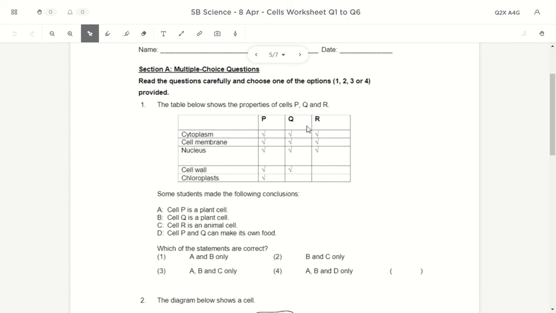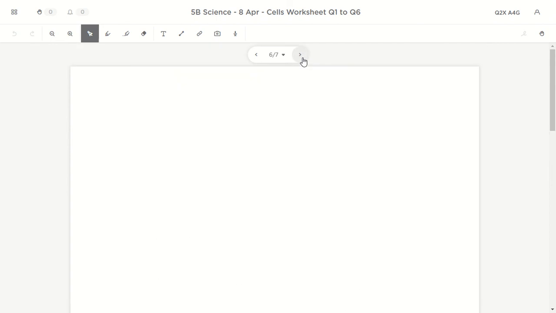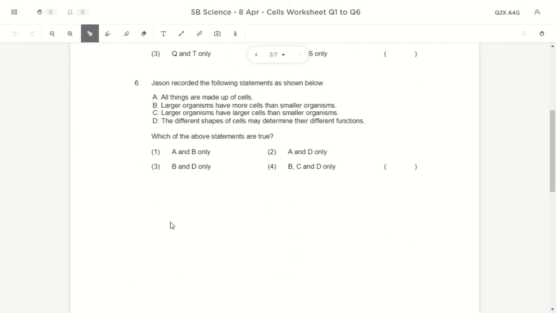So I want you to try from question 1 all the way to question 6. Okay, question 7 there's a problem, so you don't see question 7 at all. So just stop at question 6 will do, and I'll go through the answers with you tomorrow.